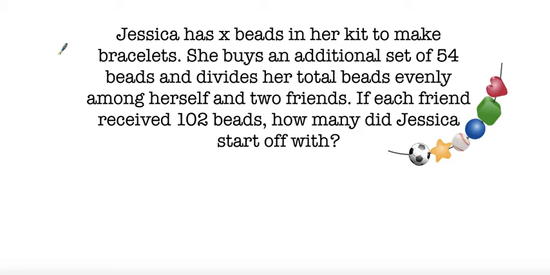So we know that Jessica has x beads, and then she bought an additional 54. Once she did that, she divided her total beads evenly amongst herself and 2 friends. So that's a total of 3 people. After she divided her beads up, each person received 102, meaning she also stayed with 102 beads. So first we have x plus 54 divided by 3 is equal to 102.